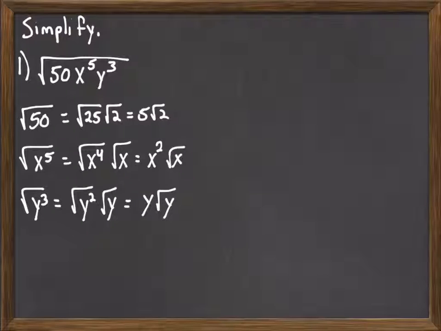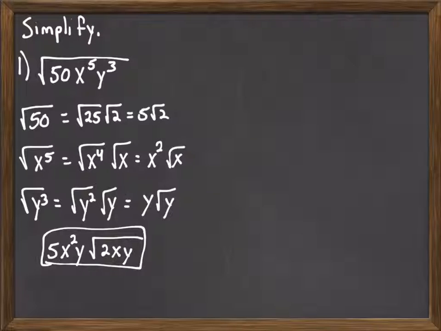Okay, then at this point we take everything on the outside, the 5, the x squared, and the y, and put those together. Everything on the inside, the 2, the x, and the y, and put those on the inside of the square root. And now we have our answer, 5x squared y times the square root of 2xy.